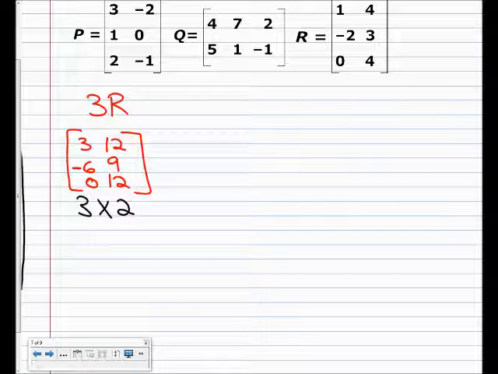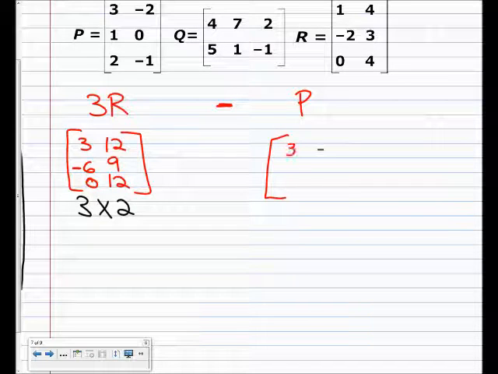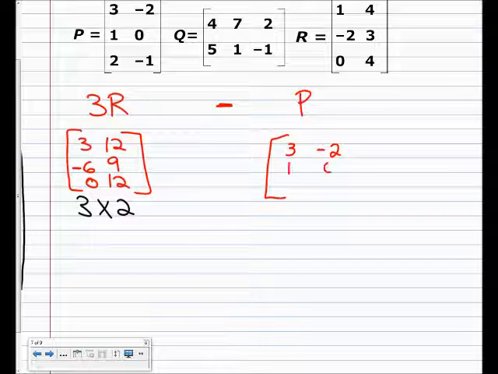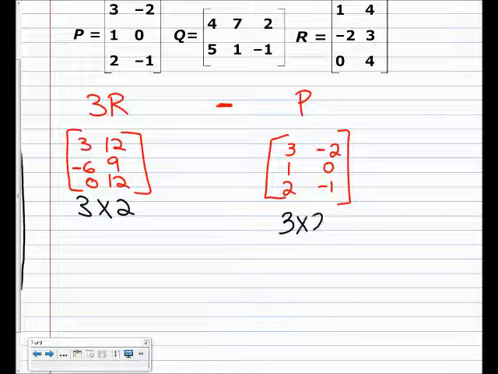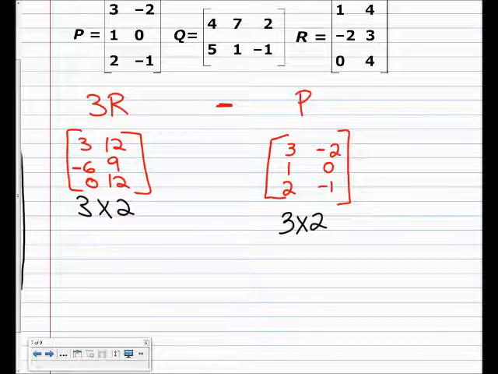Okay. It's subtraction, right? Yes. So all right, minus P. So matrix P is 3, negative 2, 1, 0, 2, negative 1. Let's check the dimensions. Because if they're not a 3 by 2, I can't do this. How many rows here? 3. How many columns? 2. So is it possible to do this operation? It is.